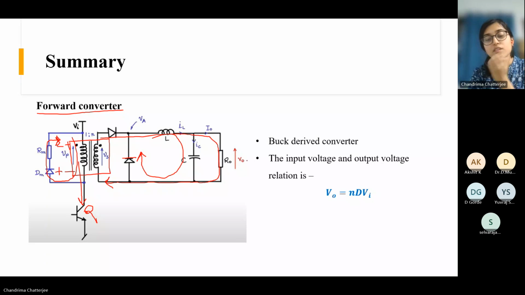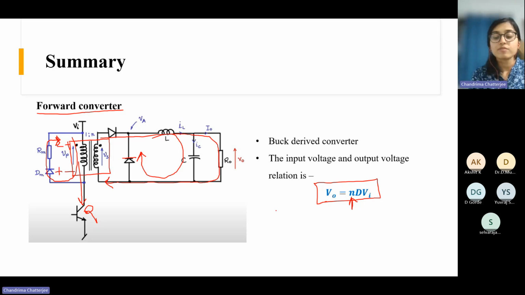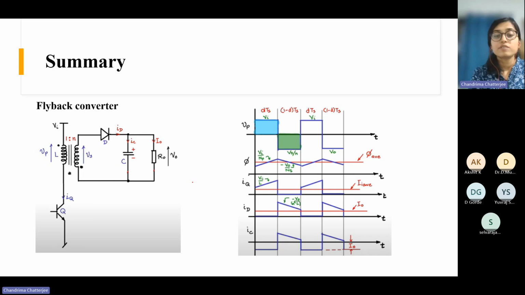Okay. So here the output voltage to input voltage relation is this. This extra n term comes because of the transformer. Otherwise, this is the same as the buck converter. Fine. So after the forward converter, we studied the flyback converter.